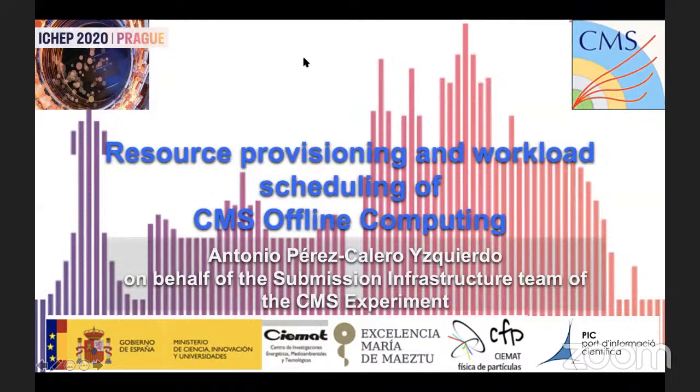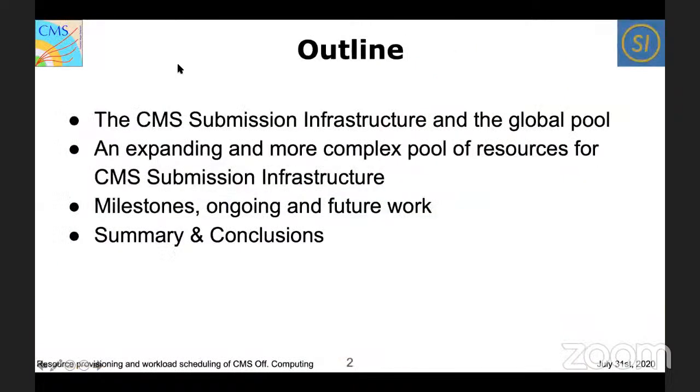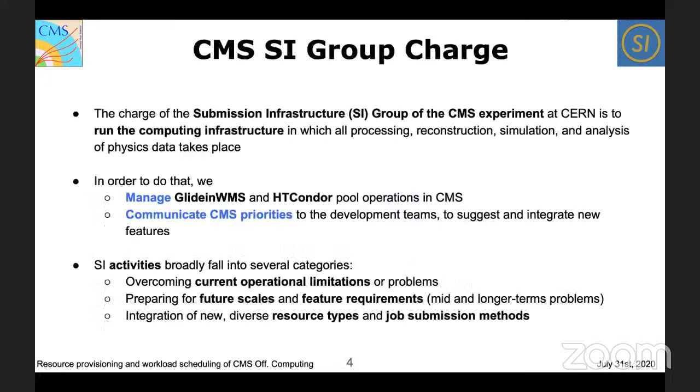So okay, I'll get started then. I'm going to talk about the CMS submission infrastructure and the global pool of resources, how this pool has been expanding and becoming more complex with time, and how it will be even more so going into the future. I will describe some ongoing and future work, which is modifying the aspect of this submission infrastructure, and provide some conclusions.